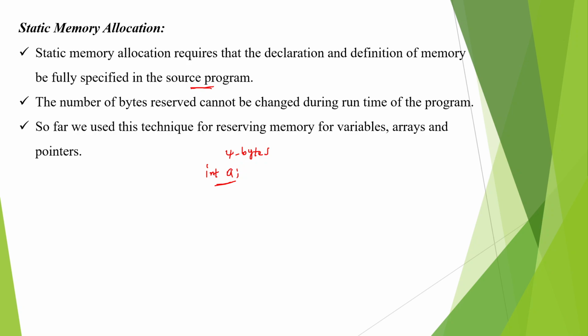Okay, throughout the lifetime of your program, this A variable, as it is statically defined, will hold 4 bytes, and that can't be changed during runtime. Runtime lo aa 4 bytes ni manam change cheyadaniki radu. And whatever technique we used so far for creating variables is this type of technique only, static memory allocation, that I am explaining over here. So far we used this technique for reserving memory for our variables, arrays and pointers. Static memory allocation only use chesam.